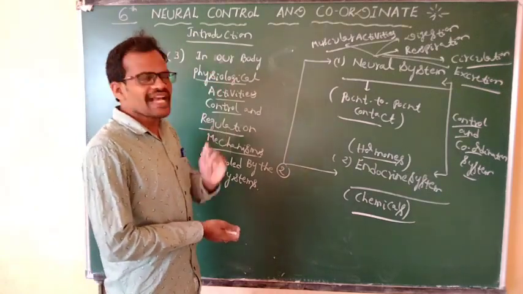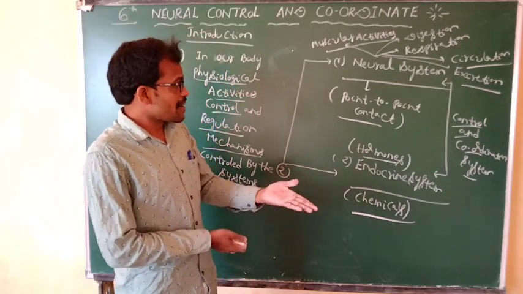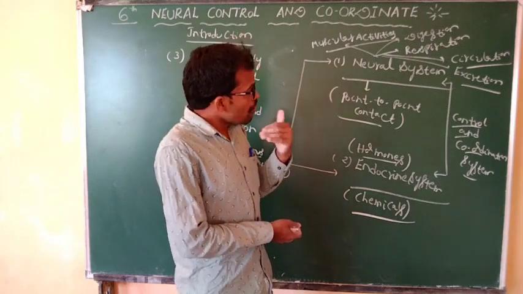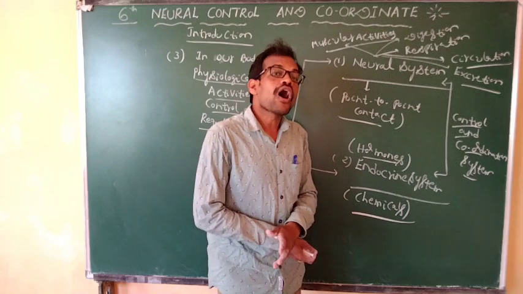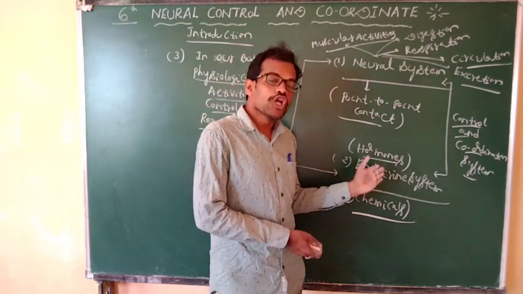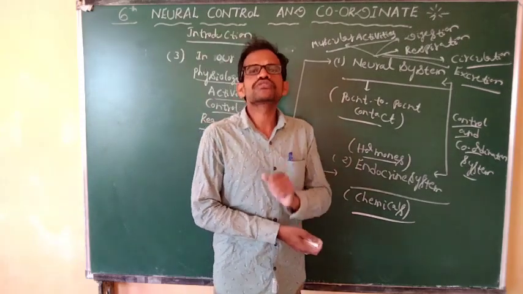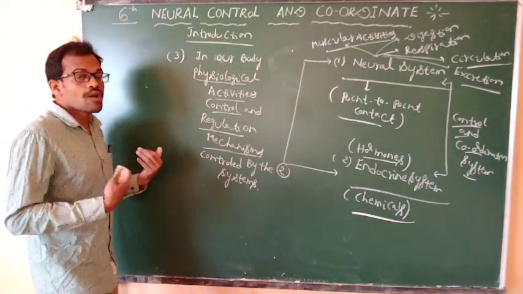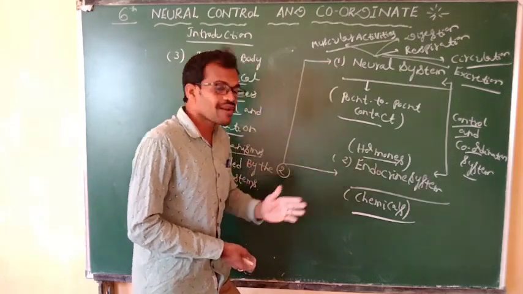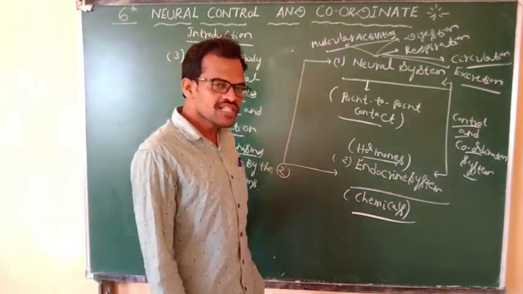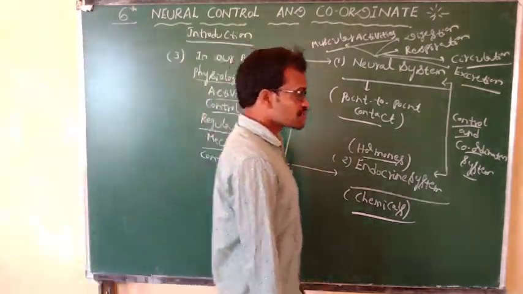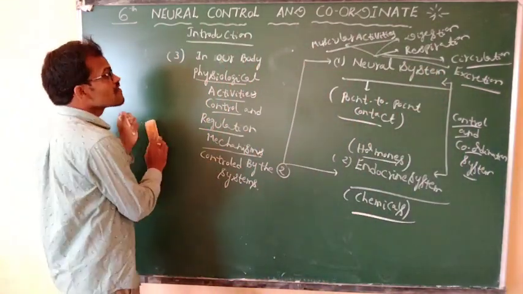For example, let us take one example of how the neural system and endocrine system are activated: the digestive process. The secretion of gastric juices, intestinal juices and bile is controlled by the neural system. And local hormones, like gastrin, and different types of hormones, are the responsibility of the endocrine system. Both work with each other in a coordinated manner. In our body, physiological activities like digestion, respiration, circulation, excretion and neuromuscular activities are controlled by the neural system as well as the endocrine system. Coordination means both interact with each other.